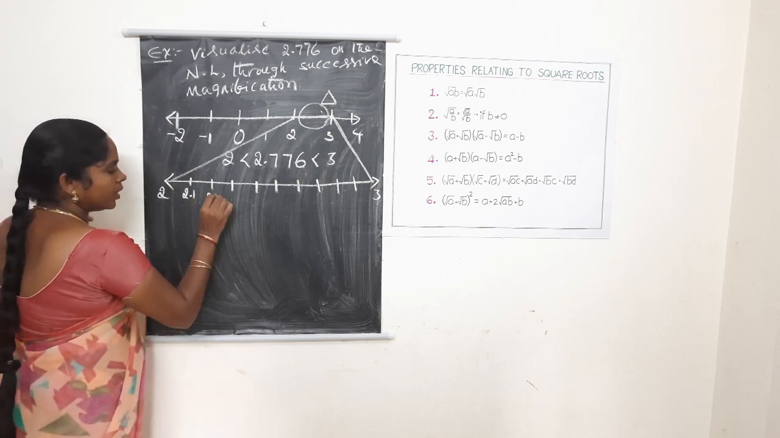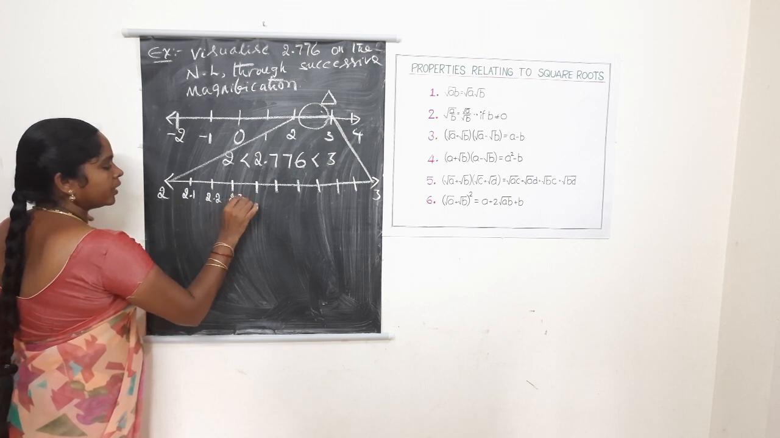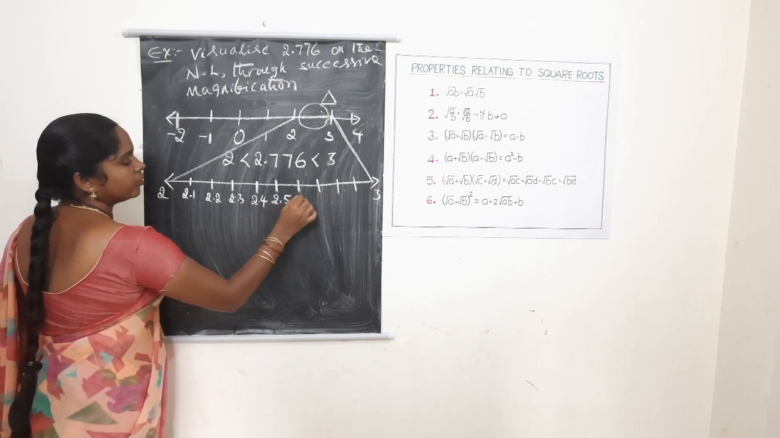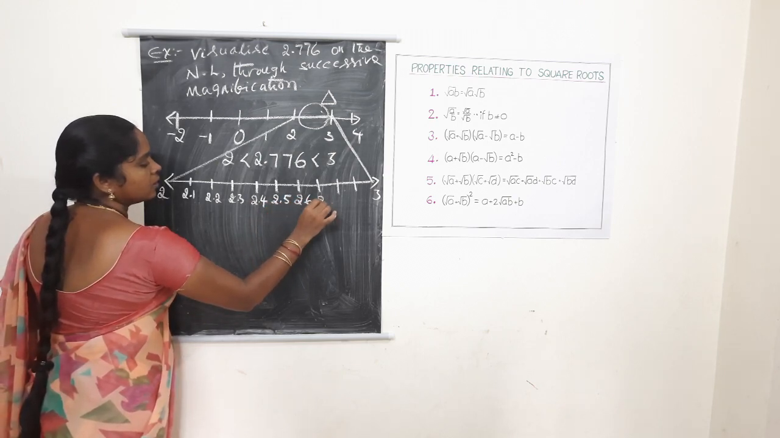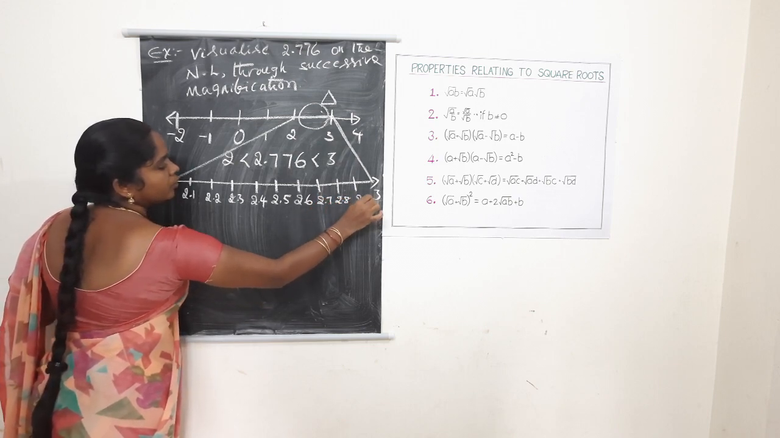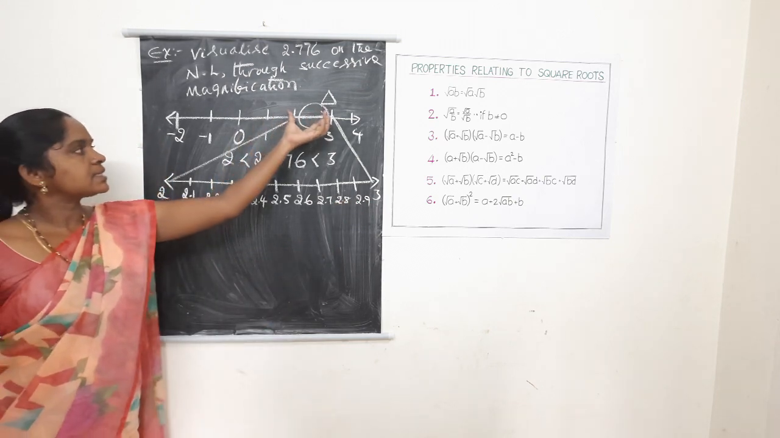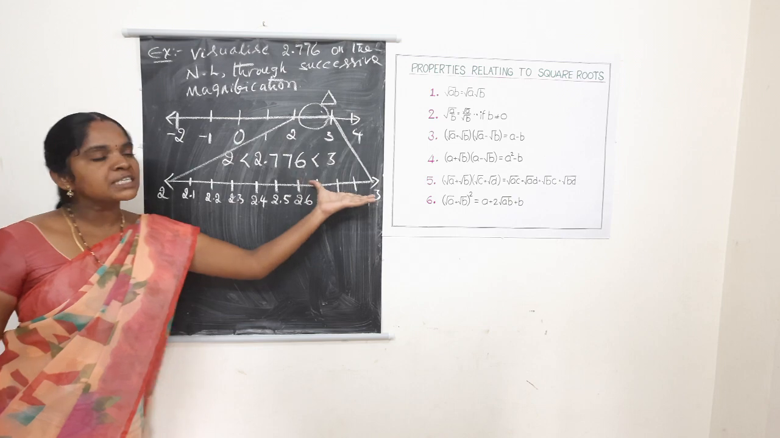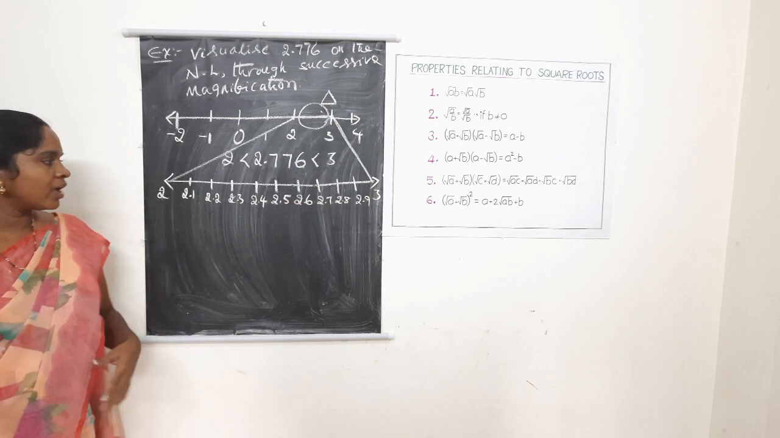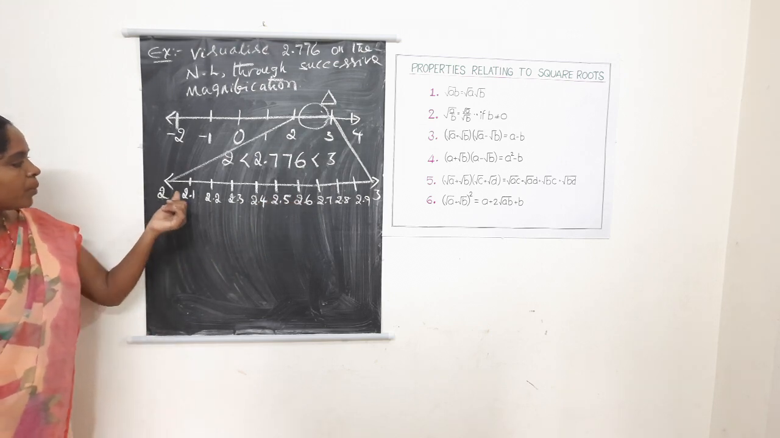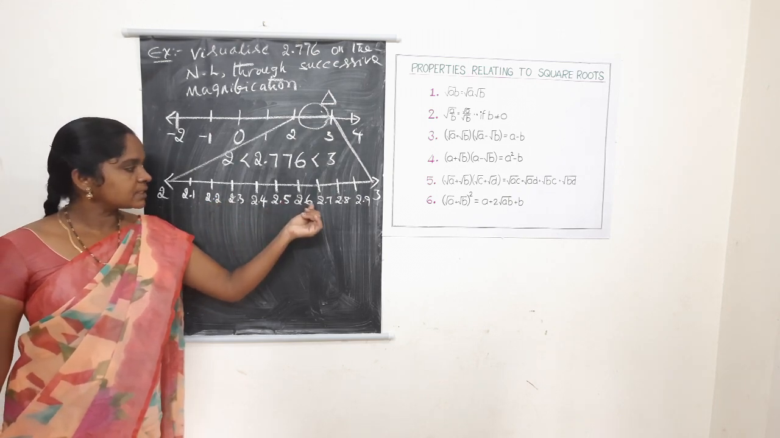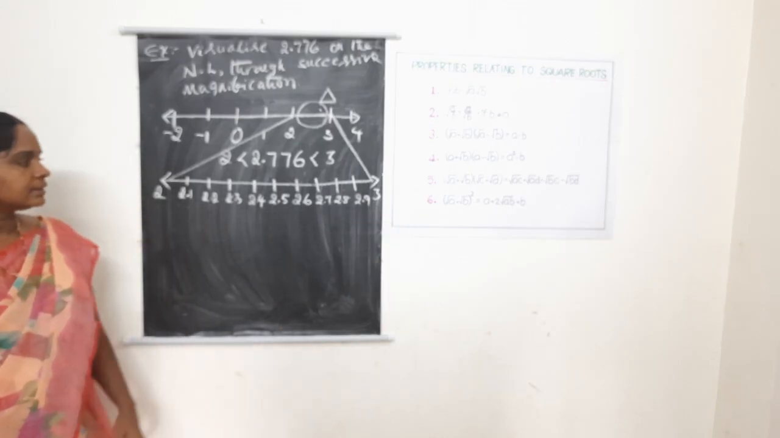This is 2.2, 2.3, 2.4, 2.5, 2.6, 2.7, 2.8, 2.9. This is the smaller portion. We need to expand the smaller portion and we divide it into 10 equal parts. So after 2, the first point will be 2.1, 2.2, 2.3, 2.4, 2.5, 2.6, 2.7, 2.8, 2.9 and 3.